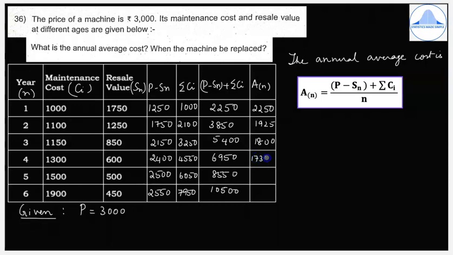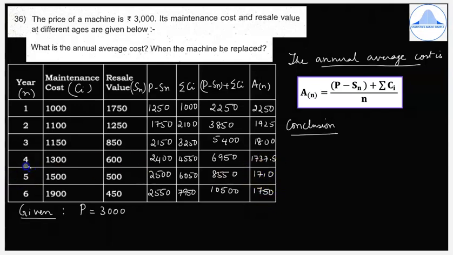Then 1737.5, 1710, and the last is 1750. So just write the conclusion. You have to check where the annual average cost decreases, and then finally where it increases. You'll see that from 2250 it increases to 1007, decreases to 1710, and then again it starts increasing.